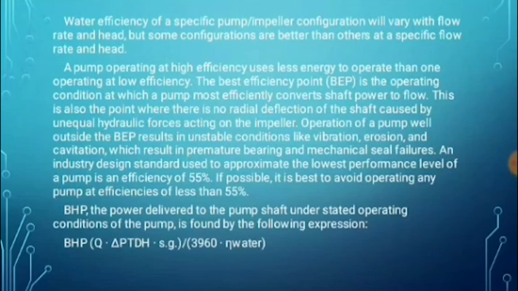The best efficiency point, or BEP, is the operation at which a pump most efficiently converts shaft power to flow, because there will be no radial deflection. On the other hand, operation outside BEP results in unstable conditions like vibration, cavitation, and erosion. BHP, the power delivered to the pump shaft under stated operating conditions of the pump, is found by the following expression: BHP equals the quantity Q times change in P_TDH times SG over 3960 times water efficiency.